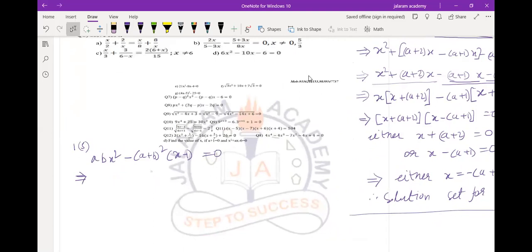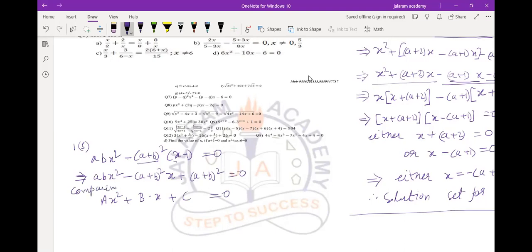It implies. Then first change it to the form ax square plus bx, which can be obtained only when we open this bracket. So minus (a+b) whole square. Open this bracket doesn't mean that you start expanding this (a+b) whole square. Instead, you have to expand (a+b) whole square into x, and minus (a+b) whole square into minus 1, that is plus (a+b) whole square equals 0. Understood? So now it is in the form of ax square plus bx plus c equals 0.